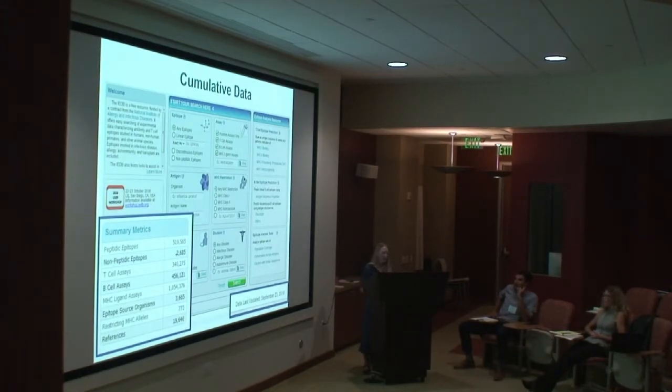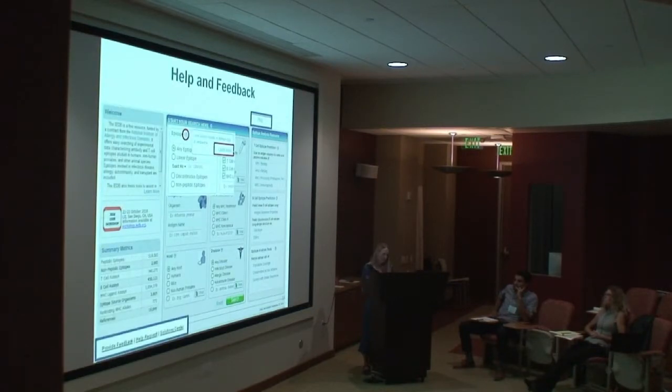And then our goal is to accumulate as much data as possible. So this is the home page, and on one side we have summary metrics that tell you currently how many epitopes, how many assays, how many references. And down at the bottom right hand is the date it's updated, so once a week you should get new data. And then, as Karen mentioned, we always want help and feedback. We're here to serve you, so we want to know what you like and don't like and what you need.